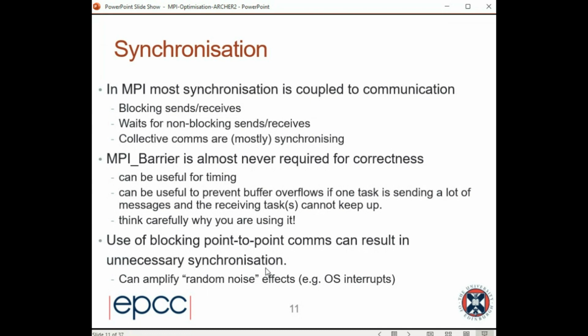But the important point is that you might say, well, I'm not going to have any synchronization overheads in my program because it's perfectly load balanced. So all the processes are running at the same rate. So when one process is sending, the other one is receiving. The problem is that modern computers are very complicated.